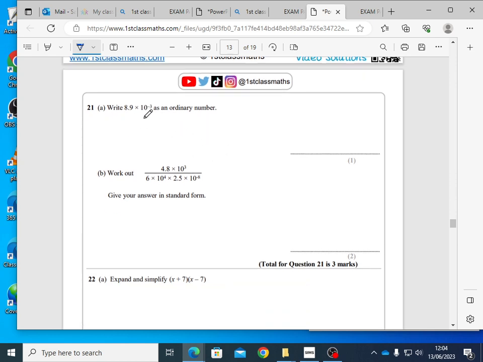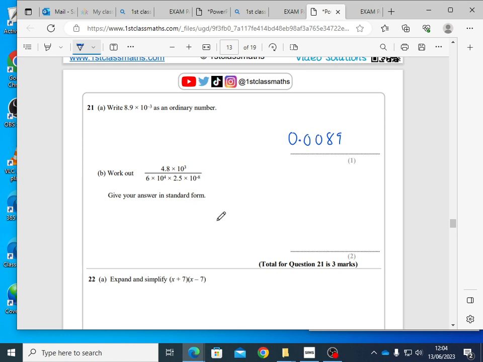We've got to write this in ordinary form. Calculator might do this, but you don't need the calculator. You've got 3 zeros, 1 2 3, then you've got the 8 9. That 3 means 3 zeros in front, and don't forget to put that decimal point in.